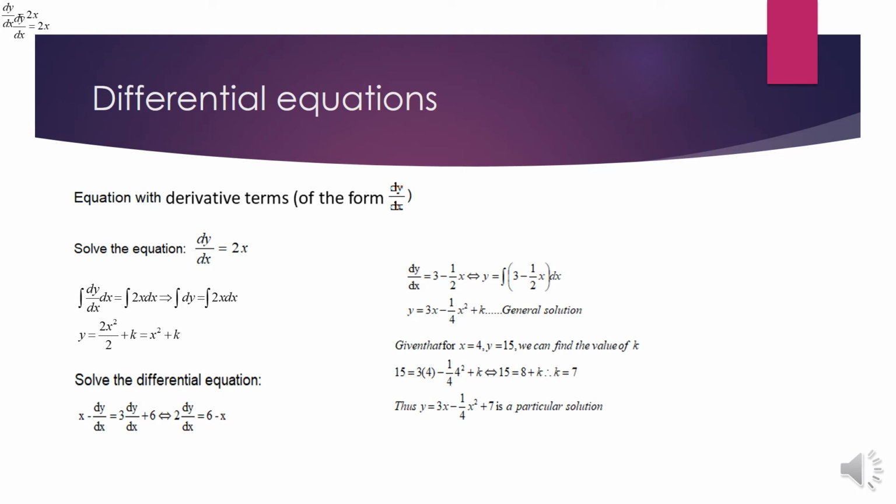Now, if we are given values, for x equals 2, y equals 15, or at a point where x equals 2, y equals 15, we can find the value of k, such that y, i.e. 15, equals 3 times 2 minus a quarter times 2 squared plus k, so k equals 7. So y equals 3x minus a quarter x squared plus 7. This is a particular solution.